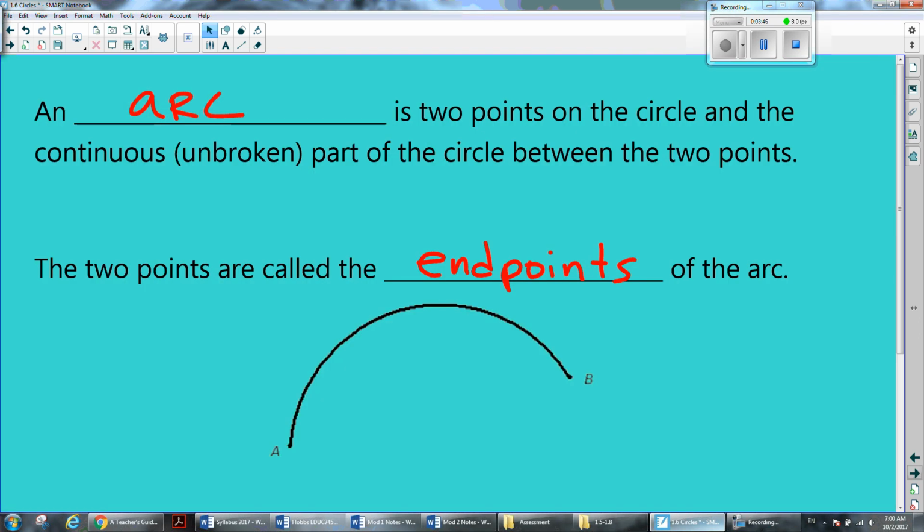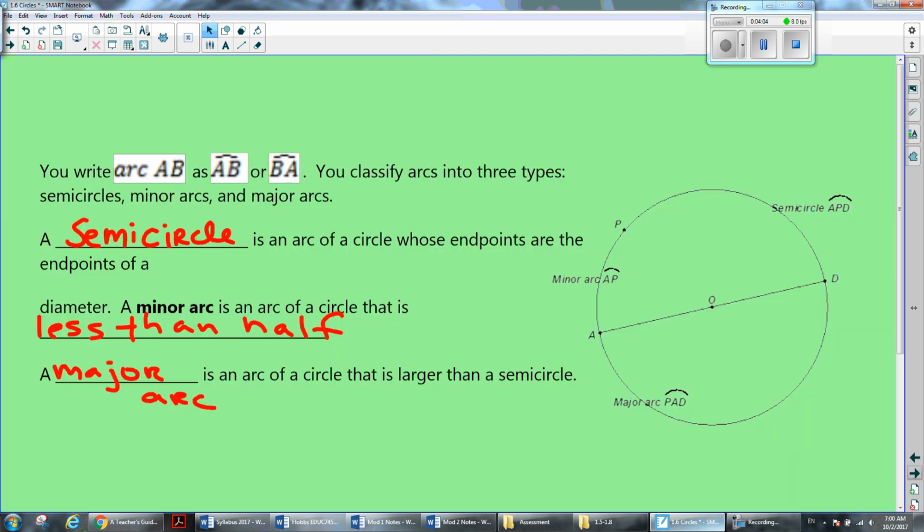So an arc of a circle is two points on the circle and the continuous, or unbroken, part of the circle between the two points. So just like on a segment, the two points are called the endpoints of the arc. Here we have endpoint A and endpoint B. Okay, so we write arc AB.